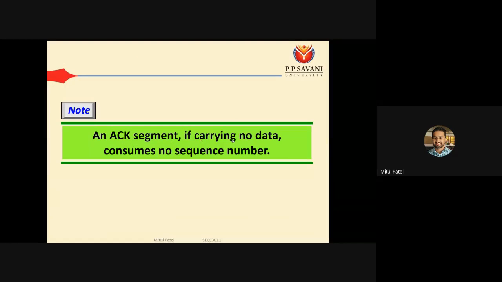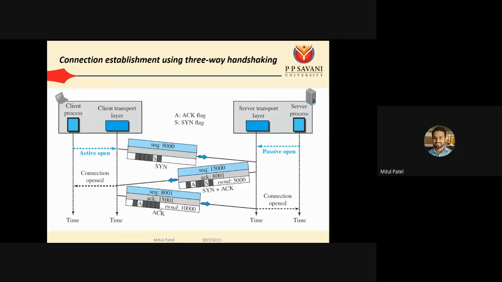An acknowledgement segment, if carrying no data, consumes no sequence number. Okay. If this acknowledgement segment is carrying no data, then we don't require any sequence number. But if it is carrying one byte of data, then we require one sequence number, that is the 8001. But if we are not sending any data along with this acknowledgement segment, then we don't require this sequence byte.